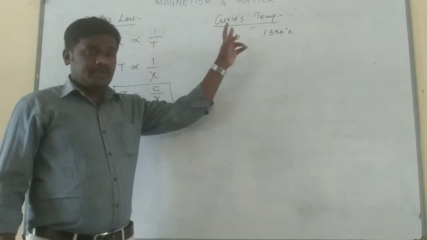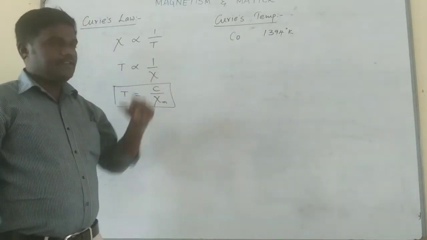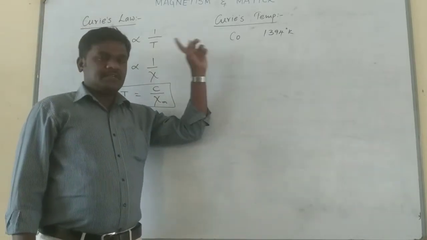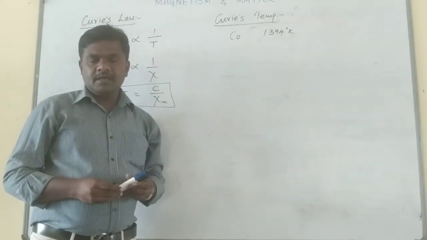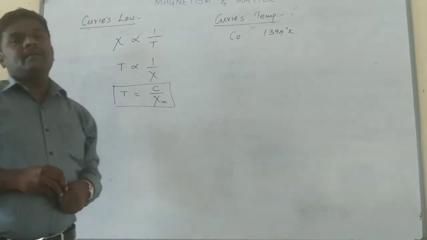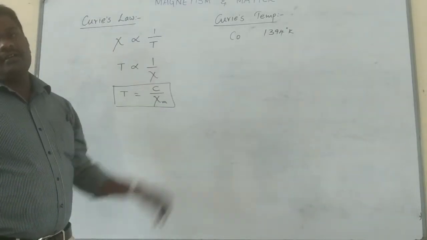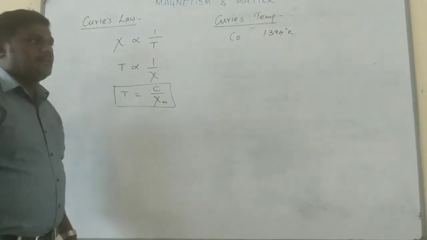And here is Curie's temperature, which is a second definition. Curie's temperature is the temperature at which a ferromagnetic material converts into a paramagnetic material. So I have given an example here. The rest of the examples you can get through the material.